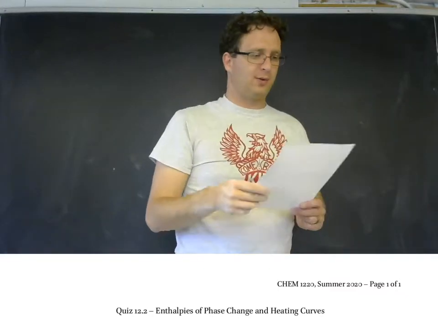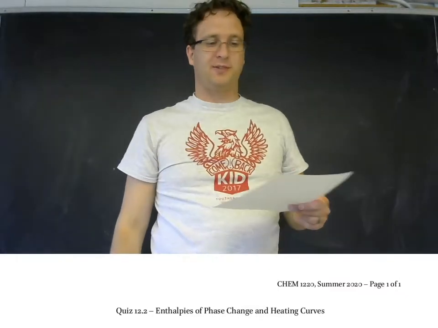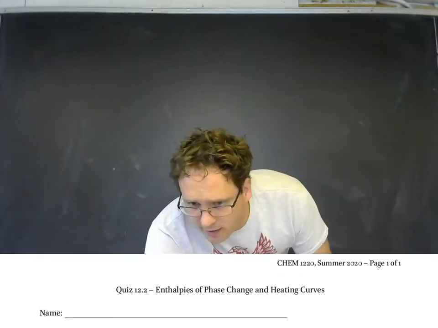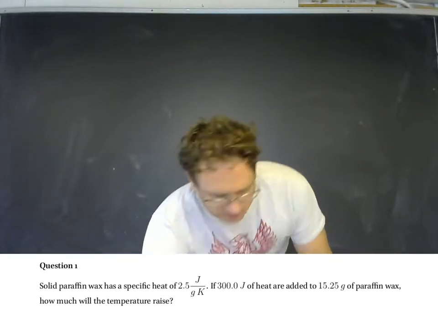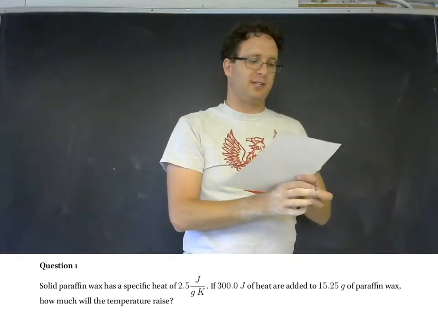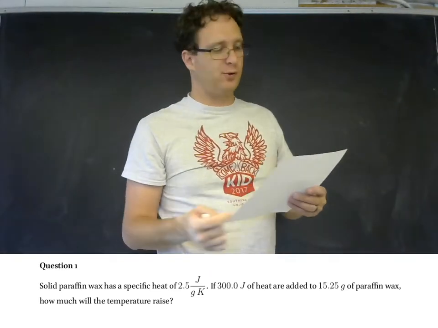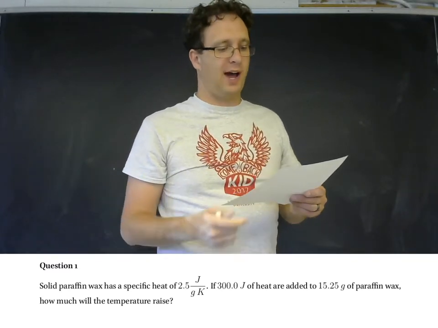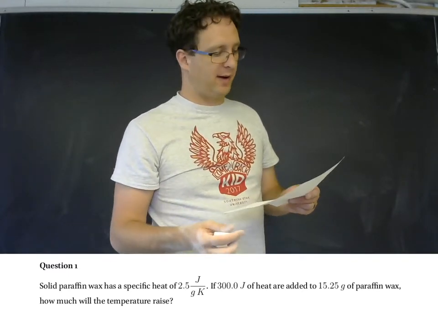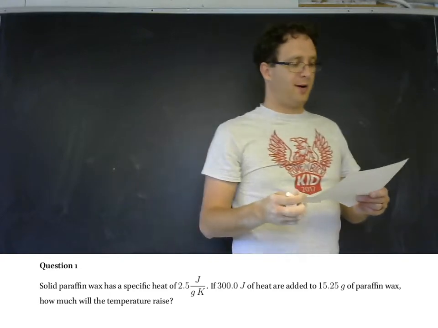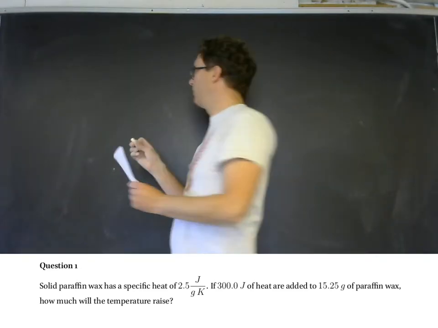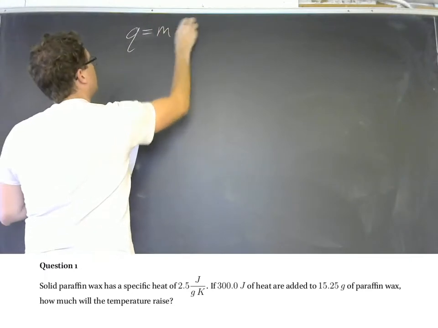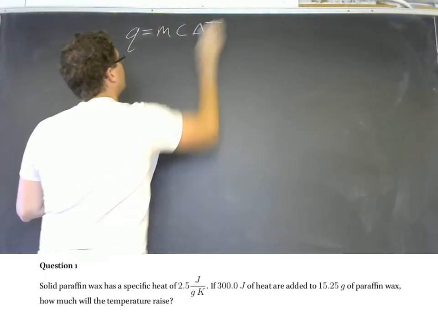Okay, quiz 12.2, enthalpies of phase change and heating curves. So question 1 here. Solid paraffin wax has a specific heat of 2.5 joules per gram Kelvin. If 300 joules of heat are added to 15.25 grams of paraffin wax, how much will the temperature rise? This will use Q equal to mc delta T.